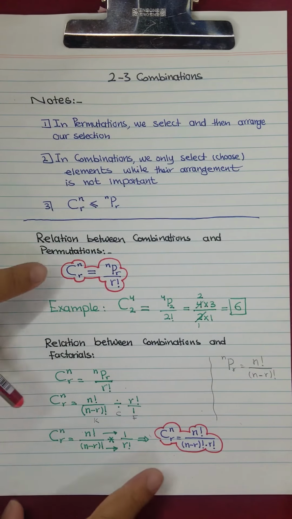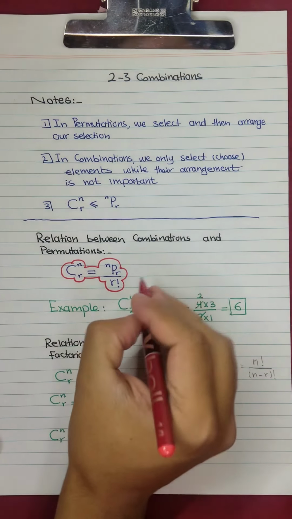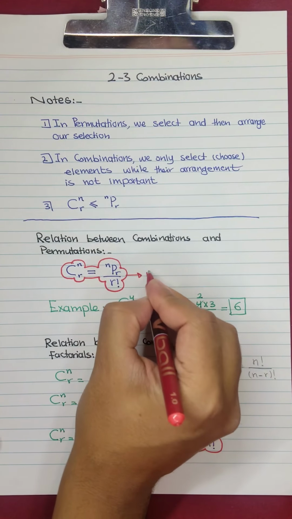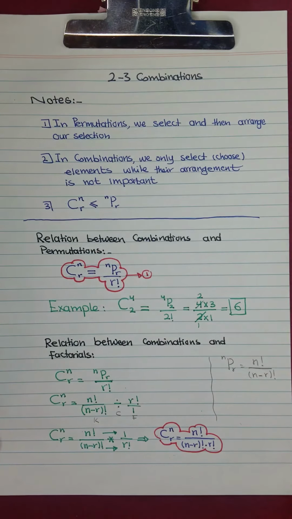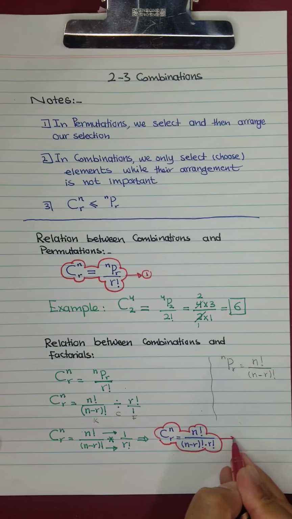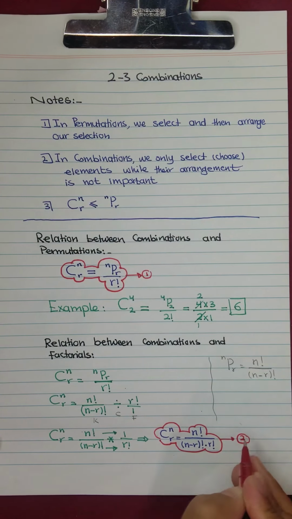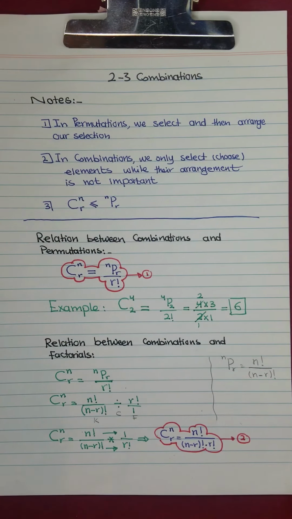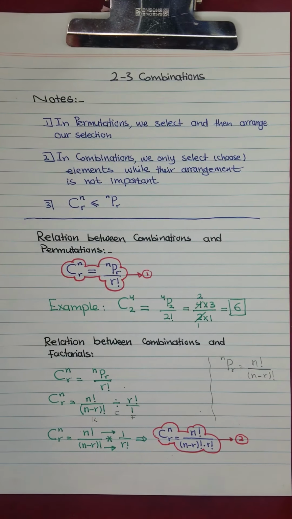Please write these two relations in your copybooks. These two relations are important. The first one is the relation between combinations and permutation, and the second one is the relation between combinations and factorial. We'll take a small break now, and then we will come with some exercises of evaluating combinations using these two formulas.